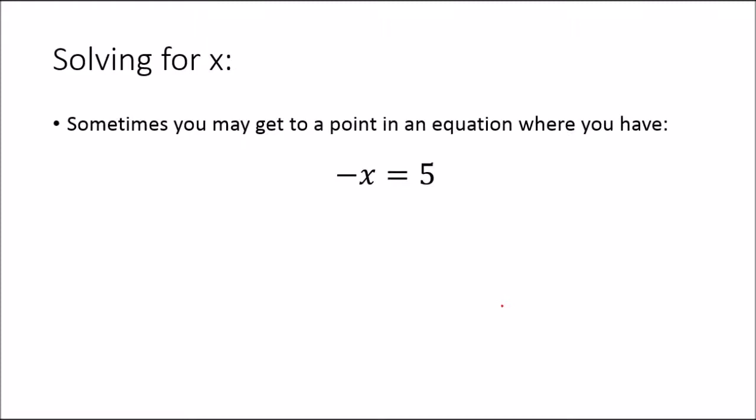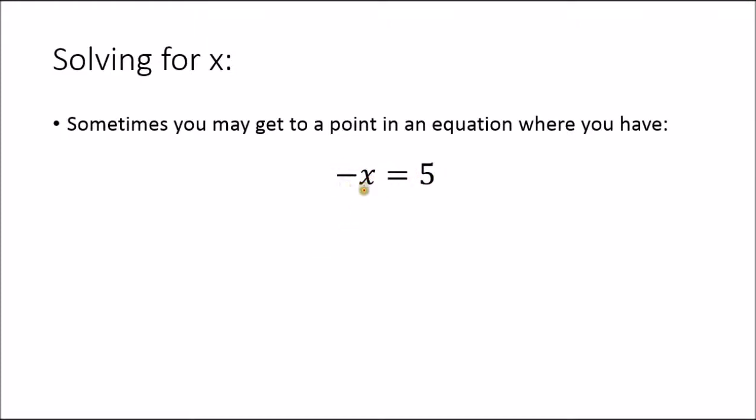Solving for x. Now, one thing that you'll come across in algebra, and it often confuses people a little bit, is when you get to a point in an equation where you have something like this. We're trying to solve to get x by itself, and we've got -x equals 5. Now, if we had something slightly different, say -2x equals something, then it's often more obvious what to do, because you know that there's a number in front of the x, and you can then do the opposite operation to get rid of it.